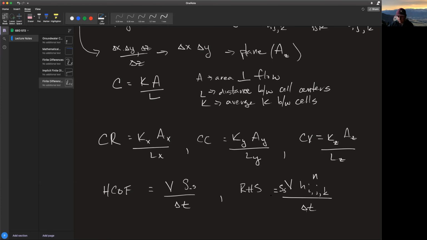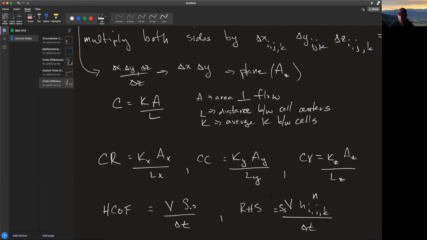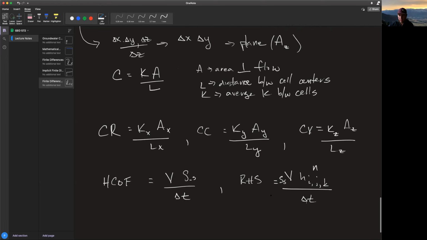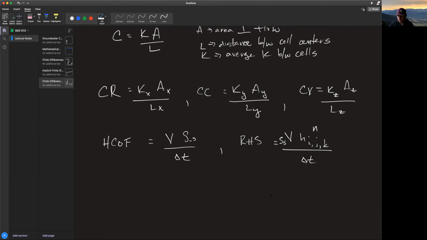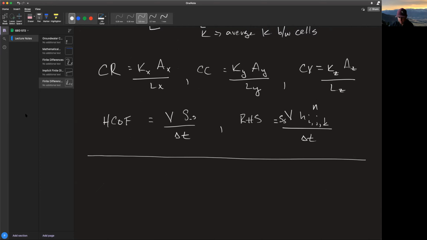Okay, so if I apply these definitions, I do some multiplication, and I do some algebra, all right? And you can do this for yourself. I'm not gonna do all the algebra and steps, but if I do some rearranging, I get this equation.